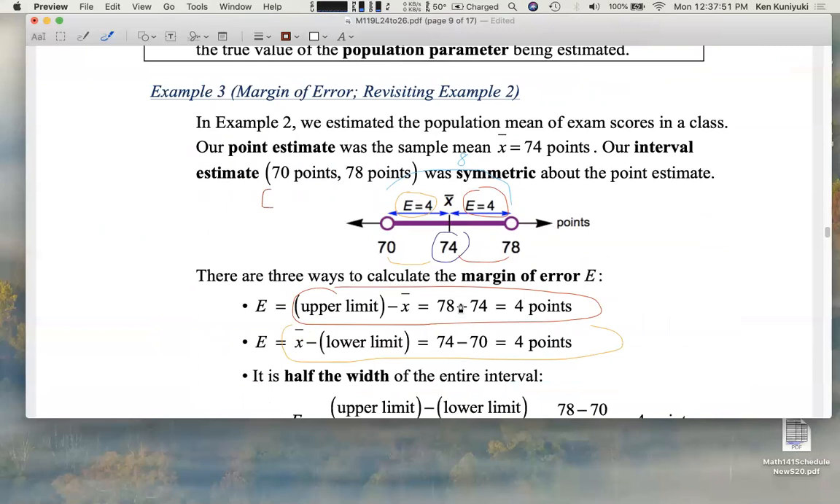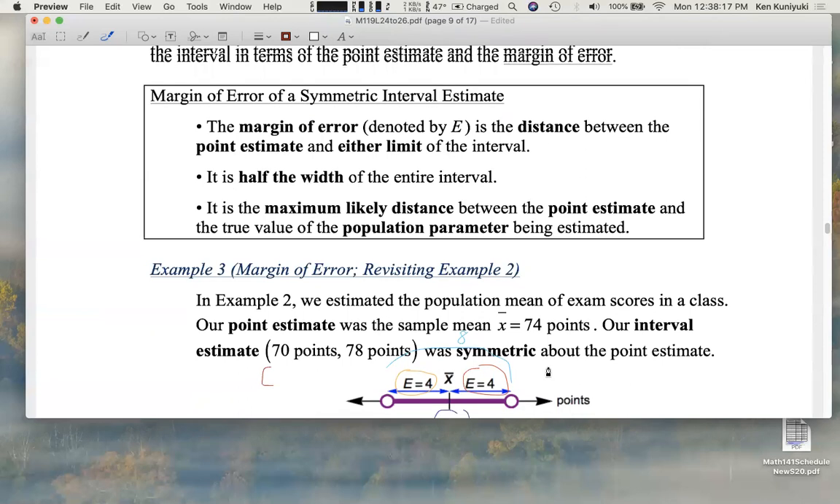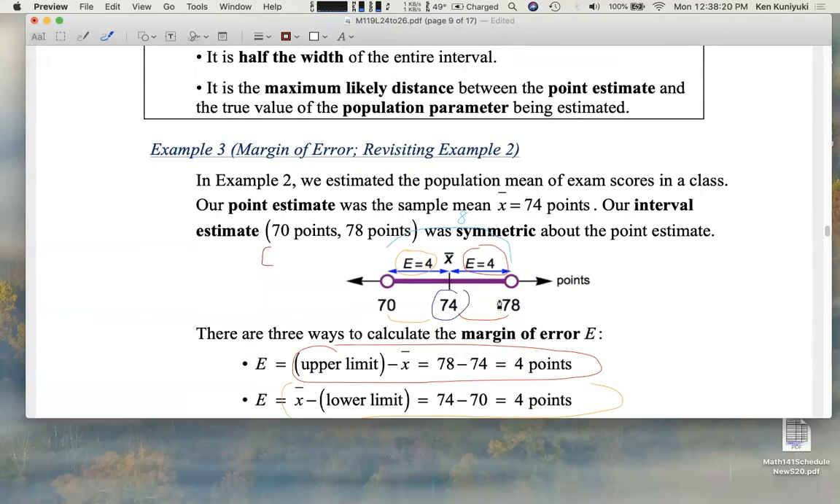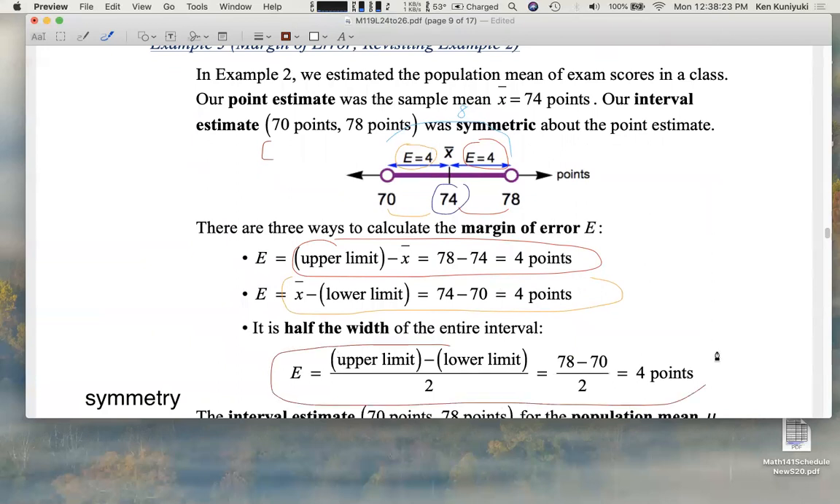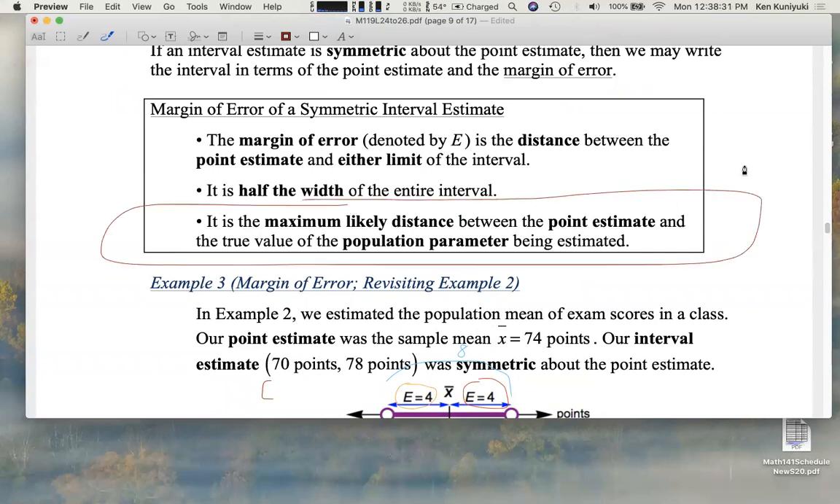That's why we could calculate it by doing either 78 minus 74 points or 74 minus 70 points. It's basically the difference between x bar and either limit, where you take the larger minus the smaller. The margin of error is always positive. So the margin of error, again denoted by E, is the distance between the point estimate and either limit. You go larger minus smaller. Also, it is half the width of the entire interval. That's where we took the entire width of 8 units and divided by 2, and that gave us the 4 points as well.